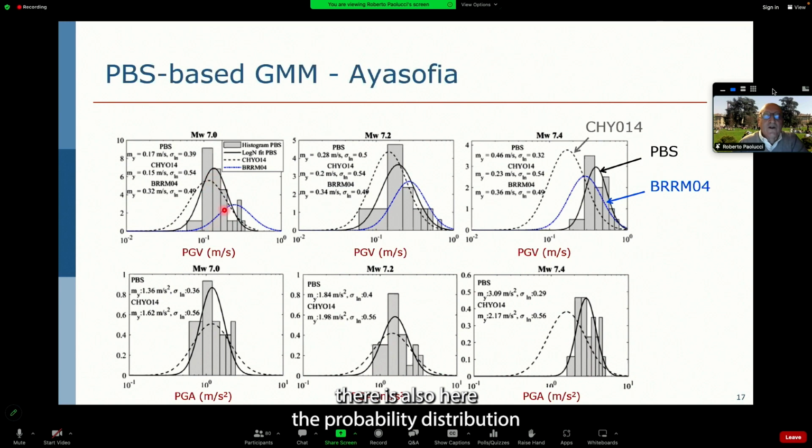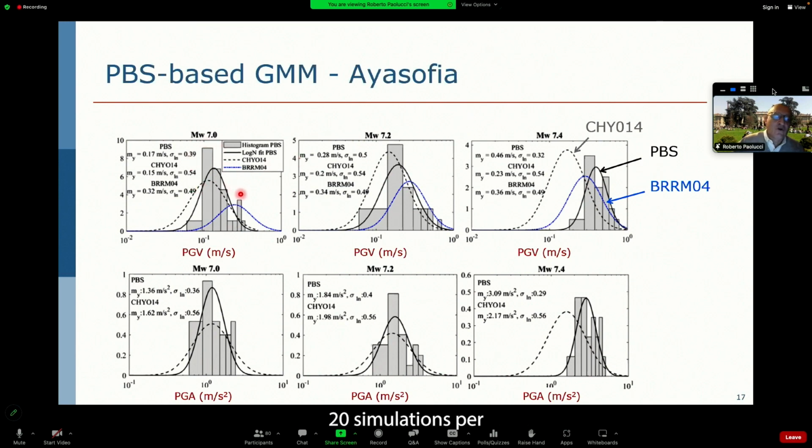There is also here the probability distribution by the forward directivity model by Bray and Rodriguez-Marek. As you can see, it fits a coda of the physics-based numerical simulations results for the magnitude 7, while it is much closer to the results of the physics-based simulation for the magnitude 7.4 that, as I was saying, are actually dominated by forward directivity types of ground motion.